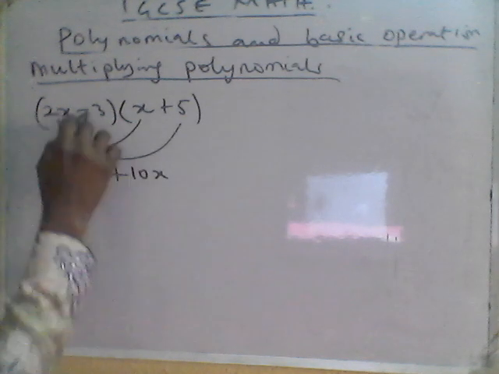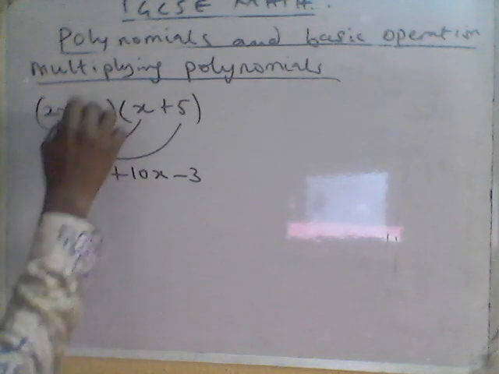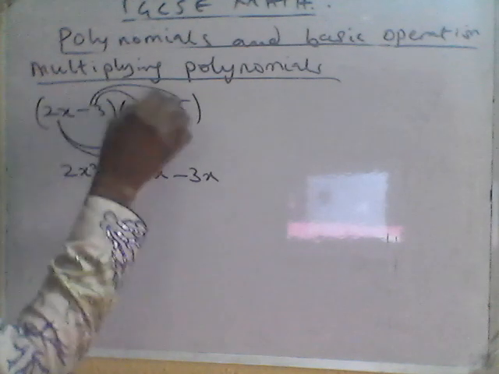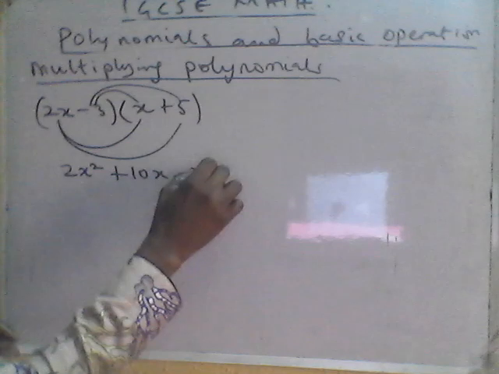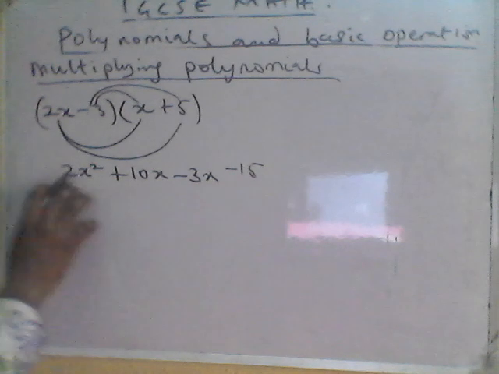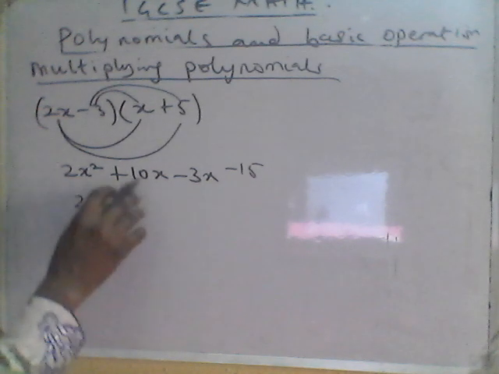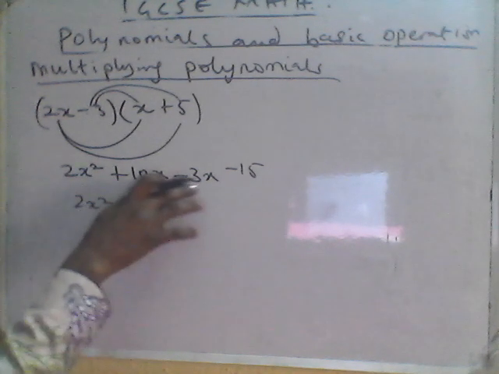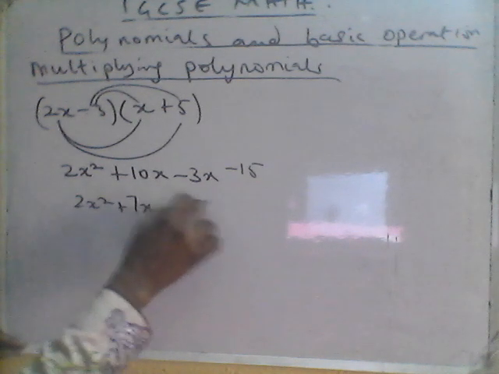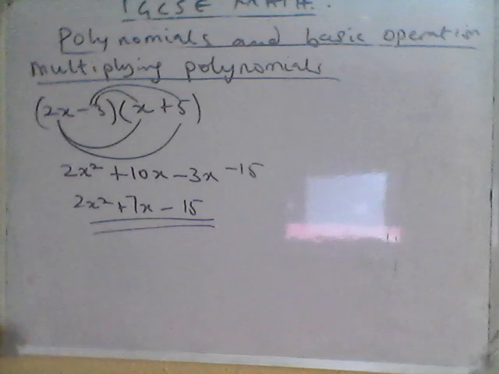Then I have this minus 3. Minus 3 multiplied by x is minus 3x. The minus 3 multiplied by plus 5 will give me minus 15. Okay, so I will now work on the like terms. So I have 2x squared, then plus 10x minus 3x will give me 7x, plus 7x, and minus 15. So this is the multiplication of that polynomial.